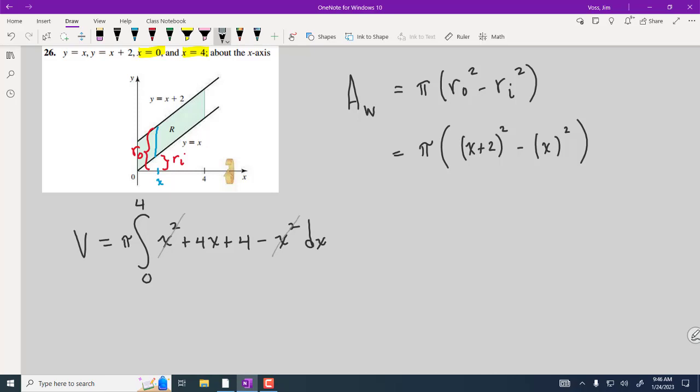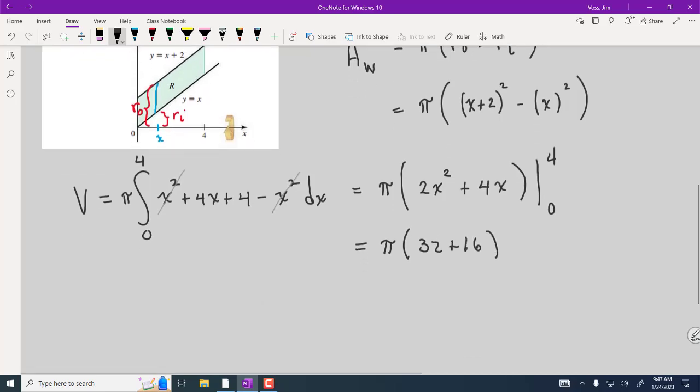So the power rule says add 1 to the exponent, divide by the new exponent. So we will end up with pi multiplied by 2x squared plus 4x on the interval 0 to 4. Plug and chug. Plug in 4 here, we get 16 times 2, which is 32, plus 16. Subtract off 0, so we'll end up with 48 pi.